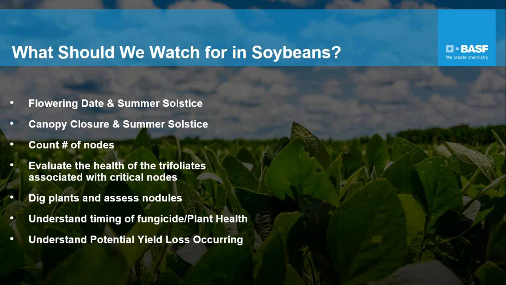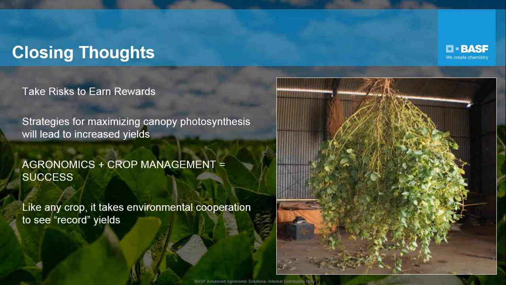Dig plants and assess your nodules. You want to see light pink to pinkish colored nodules, not green or brown. That means they're inactive if they're green or brown. So always assess the health of those nodules, and then really understand the potential yield losses that are occurring out there in season and try to address those as well as you can. Again, set yourself up for success agronomically up front, and then address those potential yield losses occurring in season.